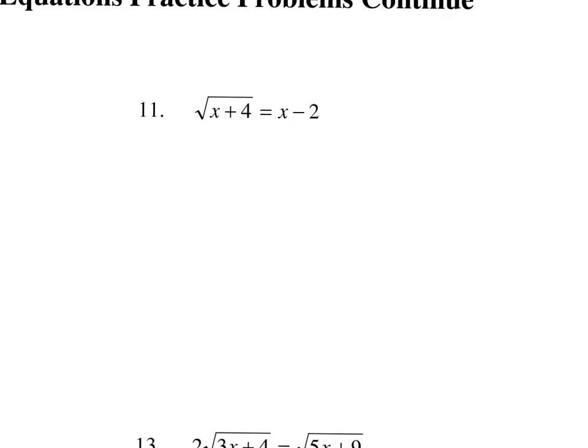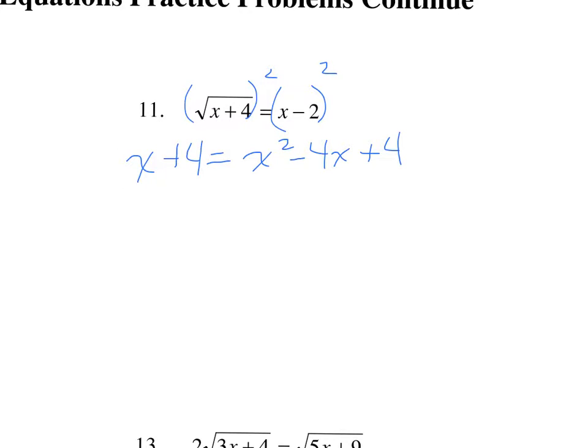On number 11, we're going to square both sides. So we'll have x plus 4 equals... do not forget, when you're squaring a binomial, you have to write the binomial twice and do double distribute or FOIL. Once you do that, you end up here with x squared minus 4x plus 4, which is a quadratic equation.